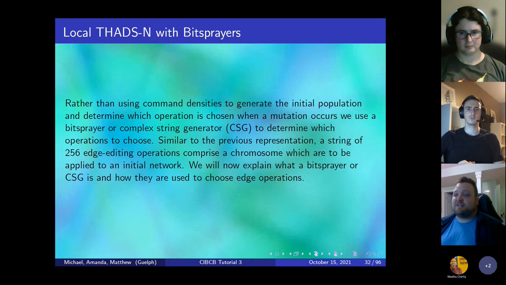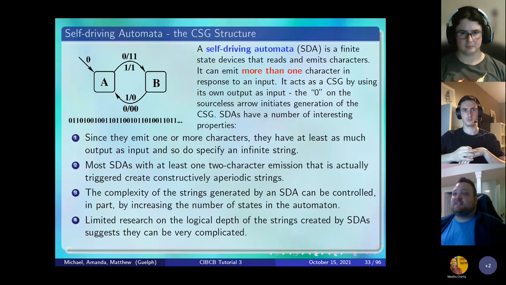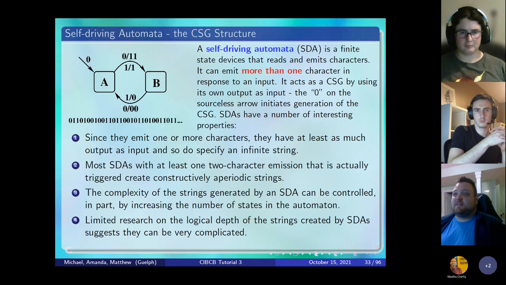Well, a CSG is a self-driving automata, and a self-driving automata is a finite state device that reads and emits characters. You can see one on the left. The states are A and B, and the transitions are the arrows, and above and below each arrow are, if you receive a zero at the top arrow, then you'd output two ones. And if you received a one, then you'd output a one, etc.